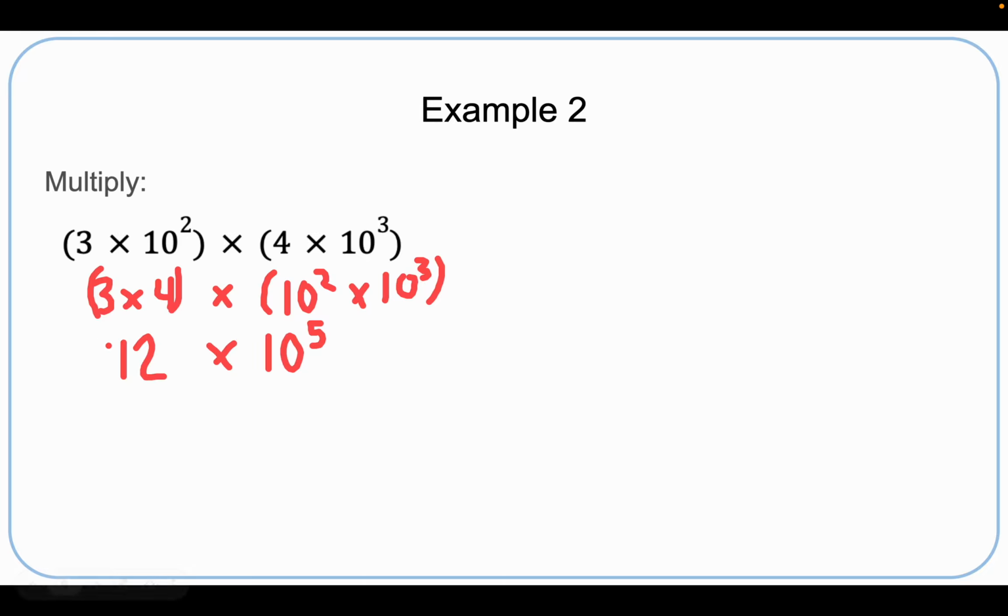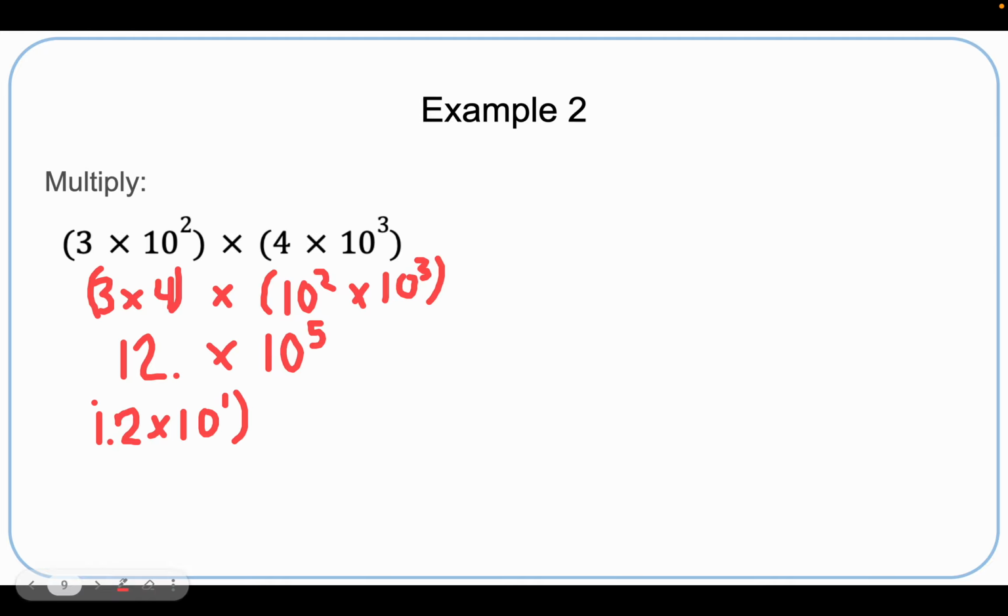Now, this is not exactly in scientific notation yet, because when we do scientific notation, this first number can only have one digit before our decimal point. See, now our decimal point is here after 12, but we need it to be between the 1 and 2. So we can rewrite 12 in scientific notation on its own by saying this is 1.2 times 10 to the first power, right?